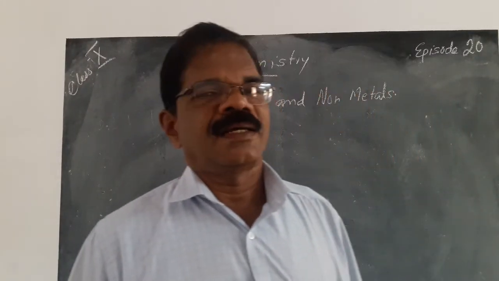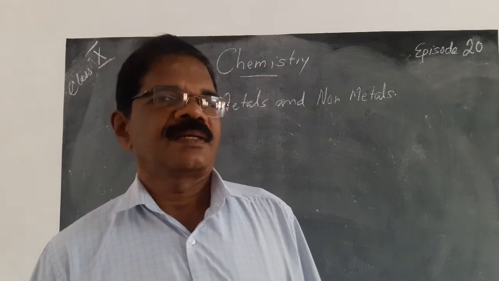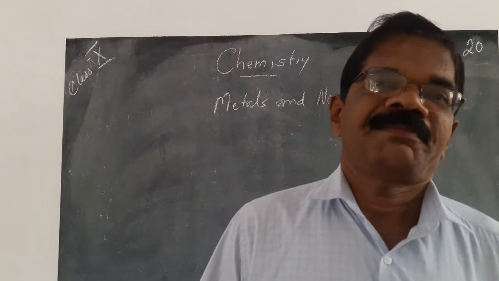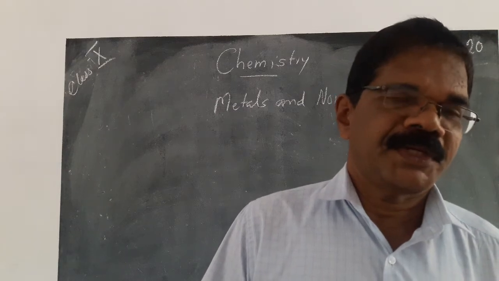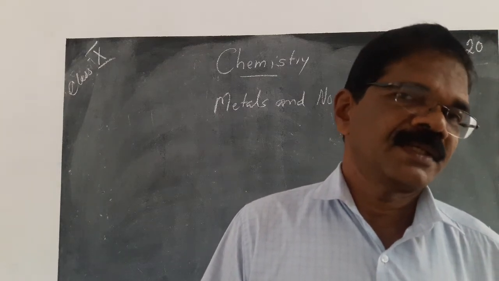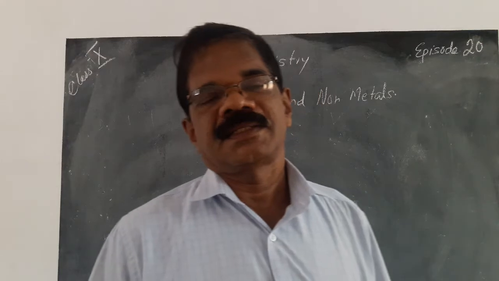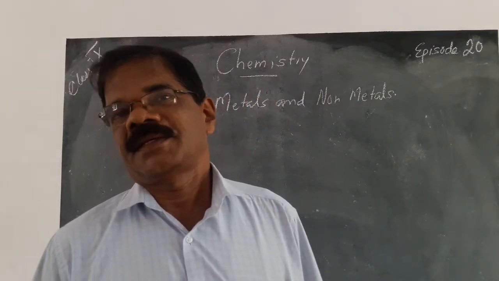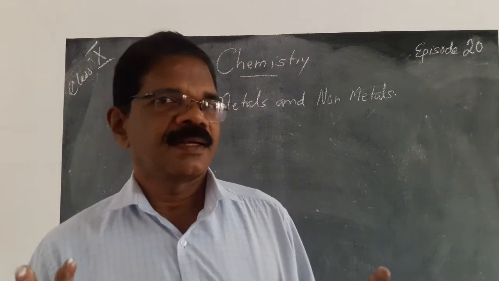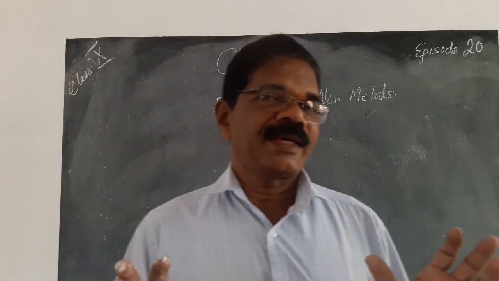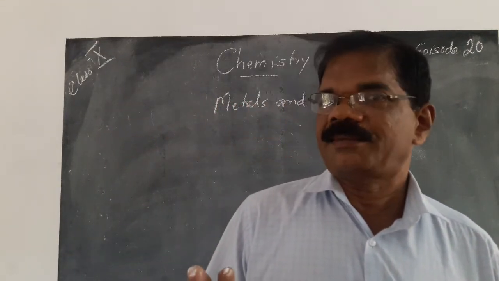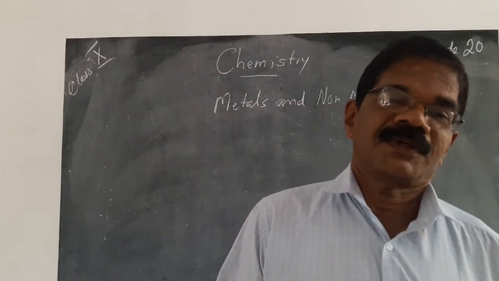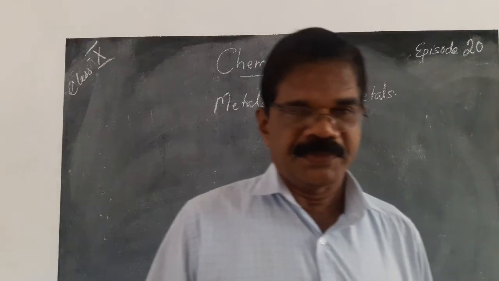In the last episodes we have completed the chapter periodic table. Periodic table is the most important chapter in class 10 chemistry. In the periodic table, we get a clear idea about all the elements present in the universe.